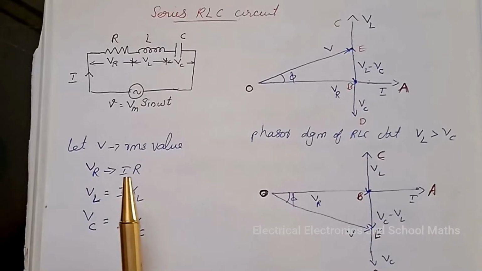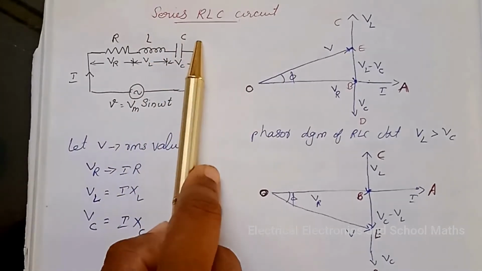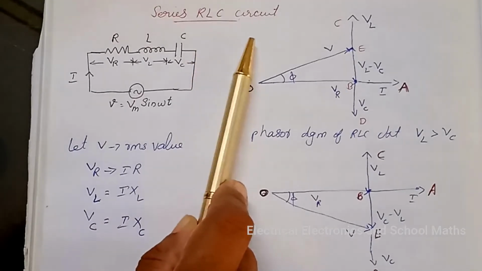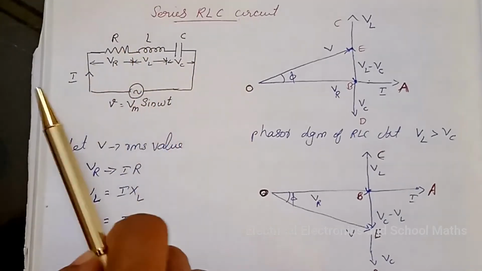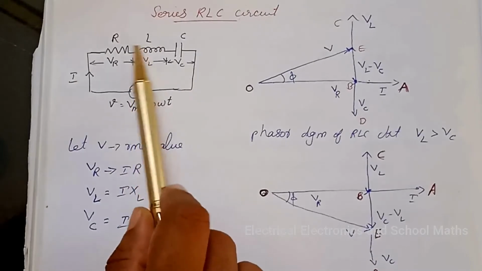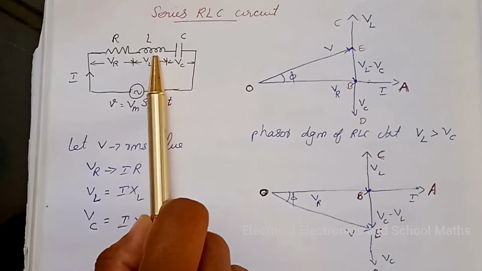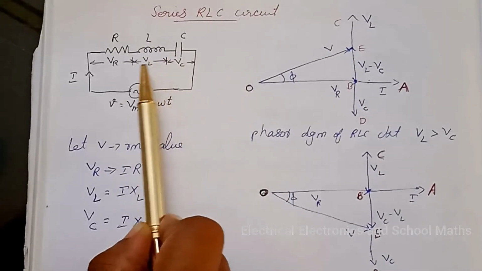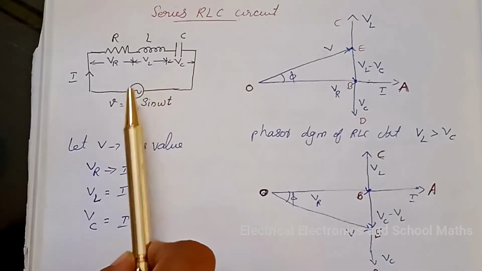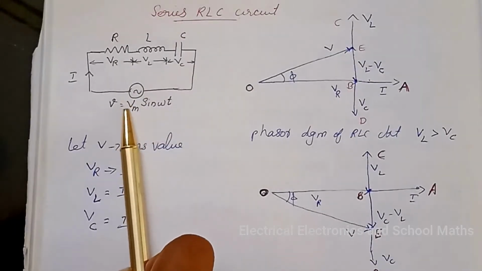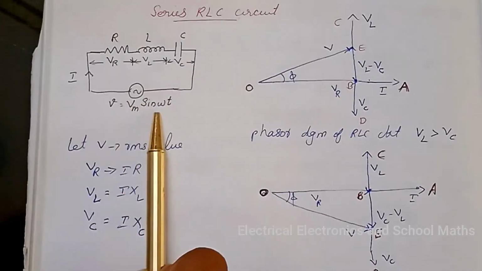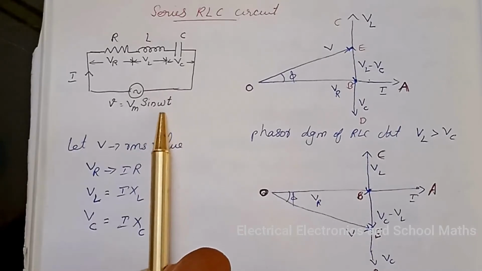Today's class is about series RLC circuit and admittance of AC circuit. Let us study about series RLC circuit. Figure shows an AC circuit in which resistance, inductance and capacitance are connected in series. An AC supply at a frequency of f Hz is applied to the circuit.